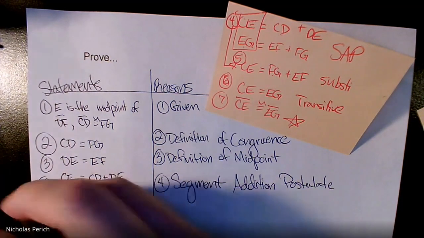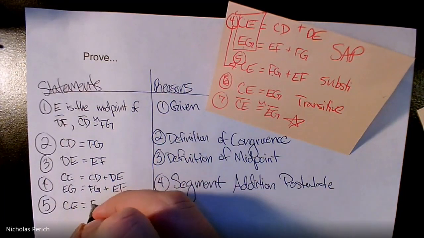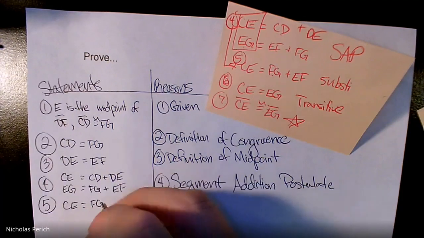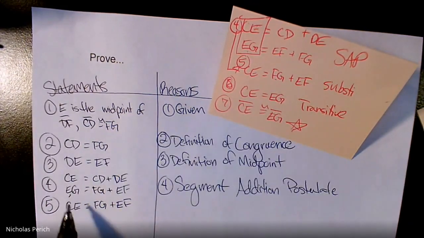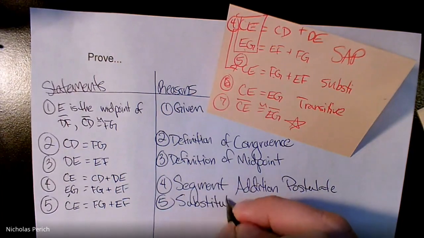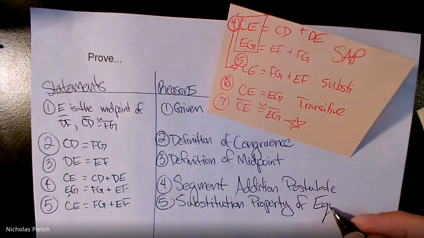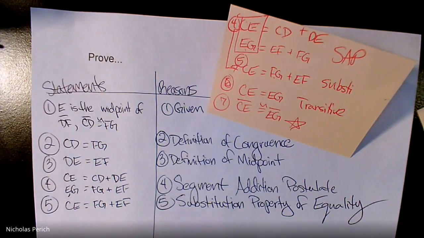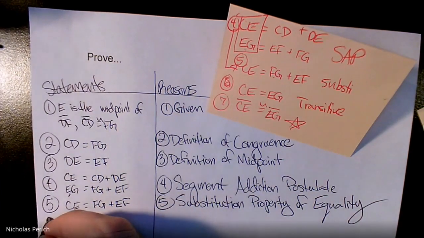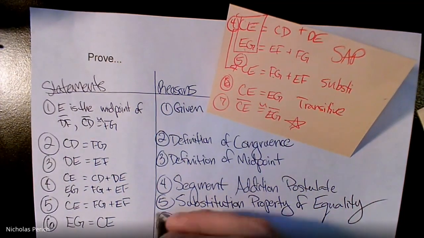What we discovered is that CD is the same as FG. So if I rewrite this top one out, instead of saying CD, I say FG, and instead of saying DE, I say EF. Then I can immediately notice that these two are the same exact thing, but first I had to do a little bit of substitution. So since EG is the same as FG plus EF, and CE is also the same as FG plus EF, then EG equals CE. That's the transitive property.